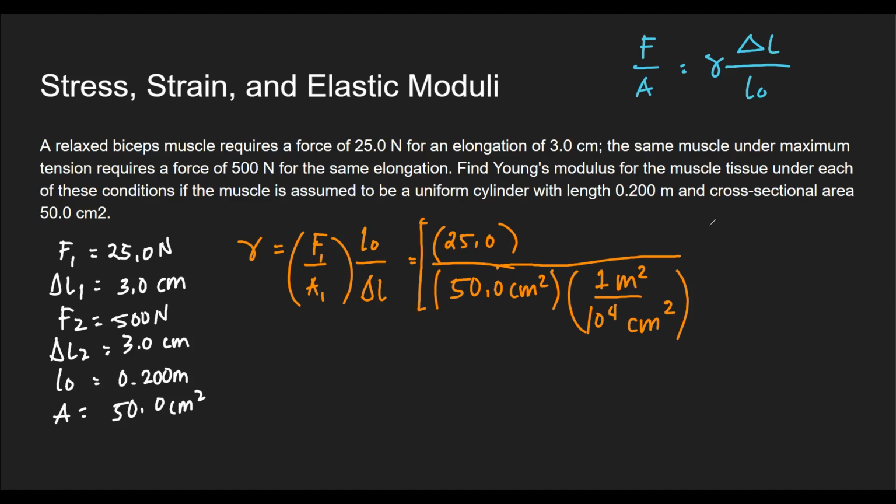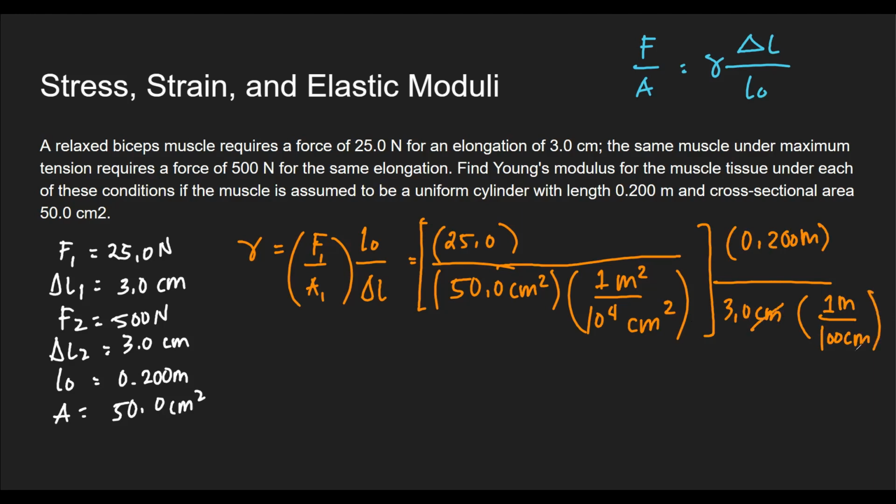All right, multiplied by my L0. L0 is 0.2, no need for any conversion there, all over my delta L. Delta L here is 3.0 cm. So you can convert this 3.0 cm, not squared, using 1 m per 100 cm. So basically, in 1 meter you've got 100 cm, so you can cancel this out. We use a different color to see which ones are cancelled. So you've got m.